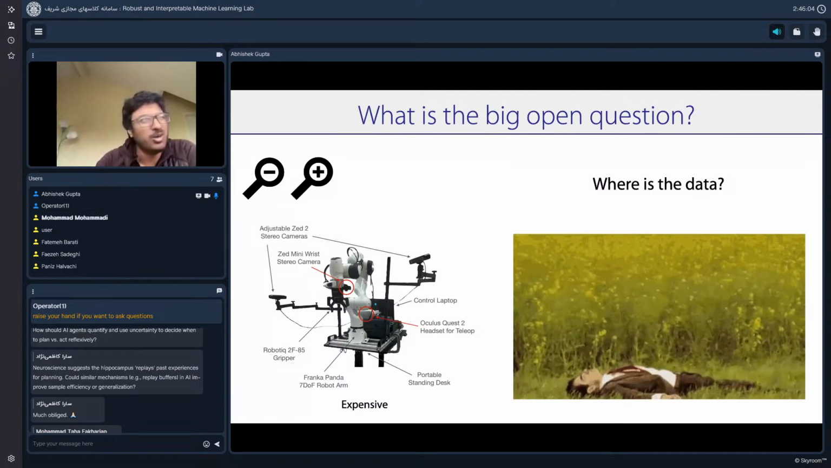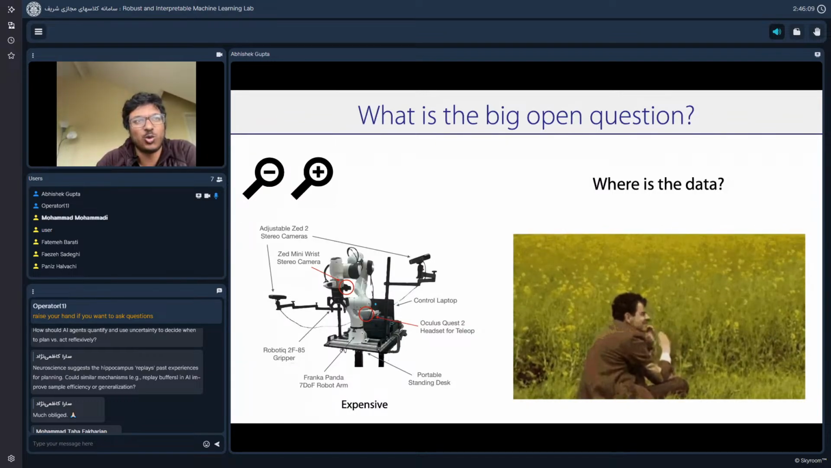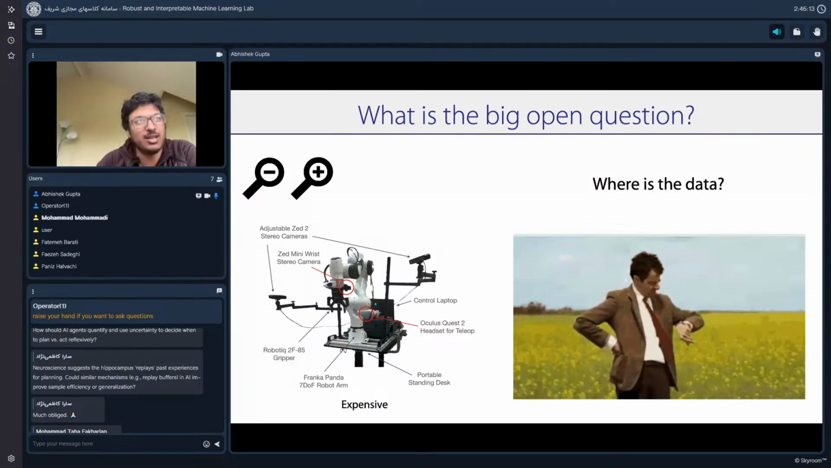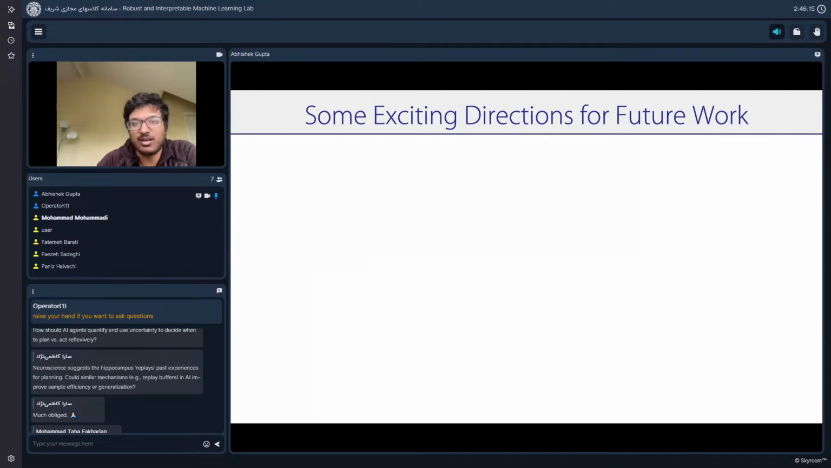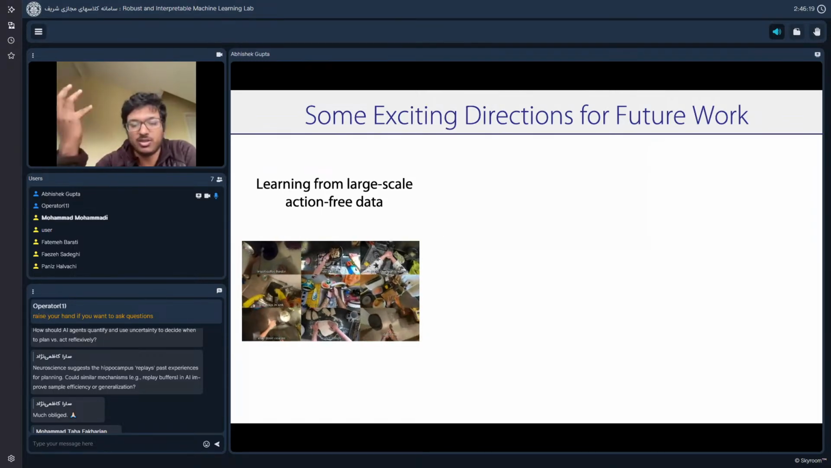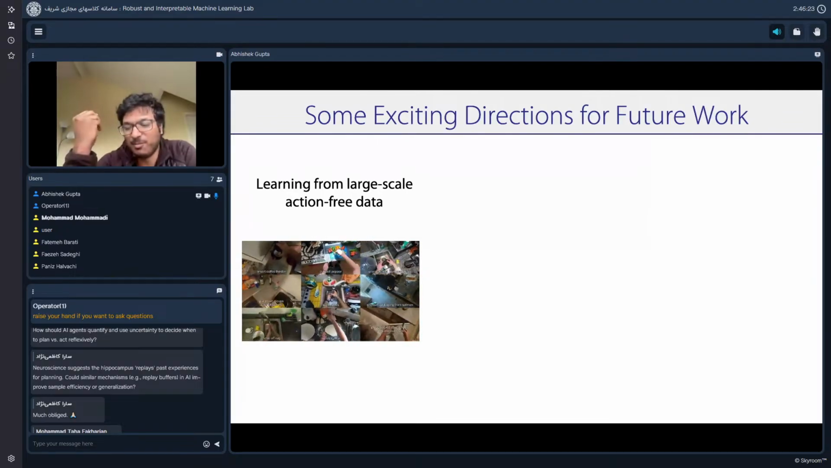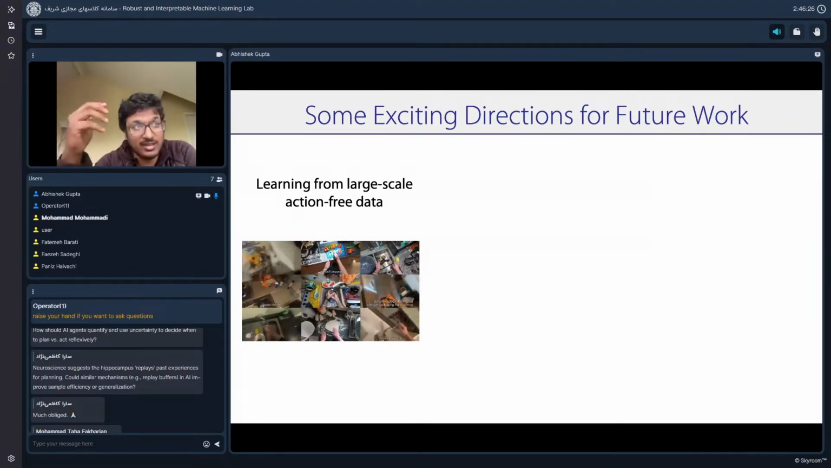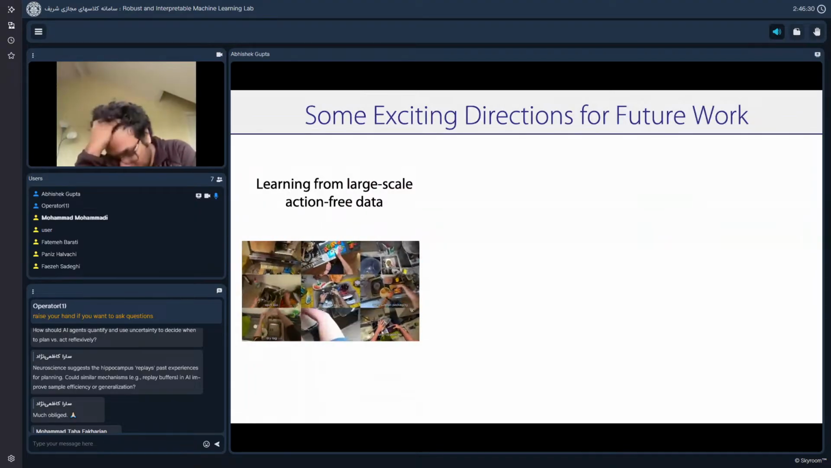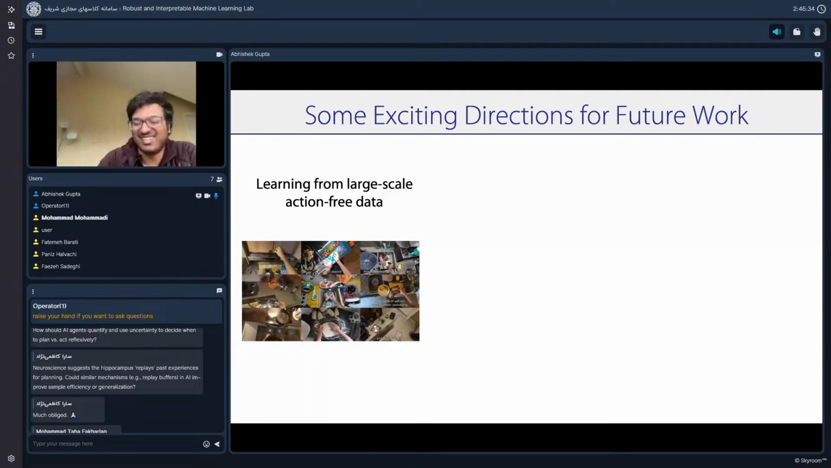But what I would urge you to think about is what is the source of data in the world, and how do we get this scalably? So some exciting directions for future work are learning from cheaper data sources. So things like action-free video, things that are more scalable than collecting data, let's say, on a robot or in a particular environment. I think leveraging these cheaper data sources well is not a trivial problem. I think it's an important one.